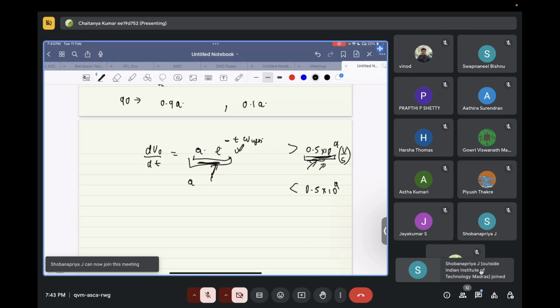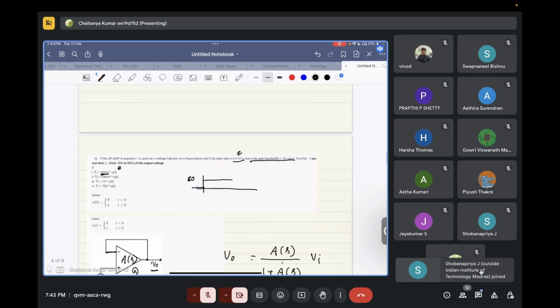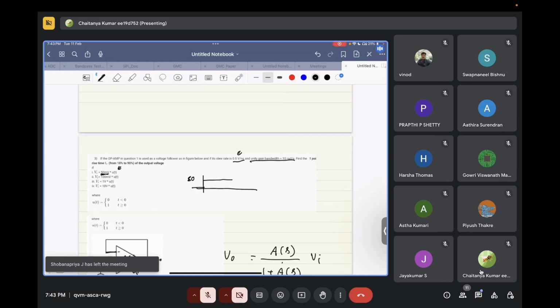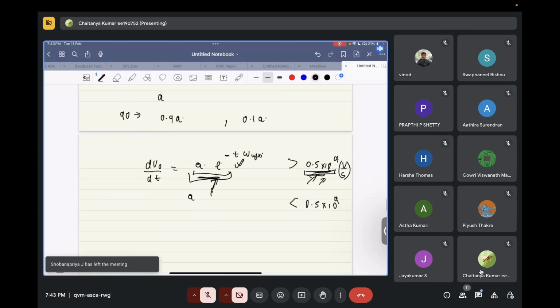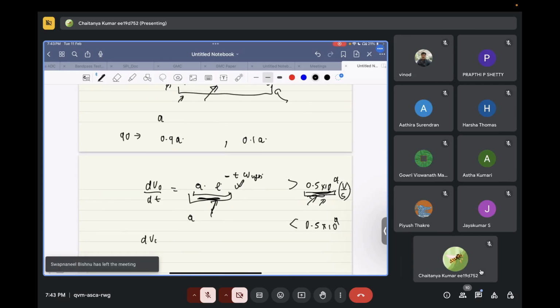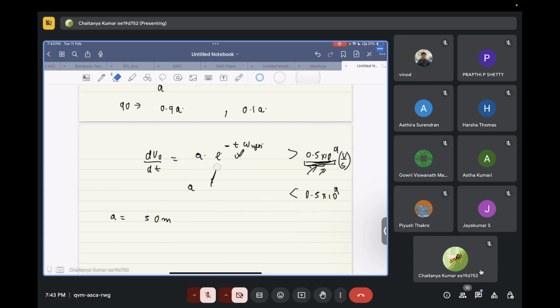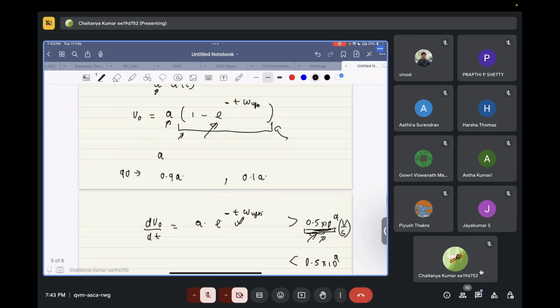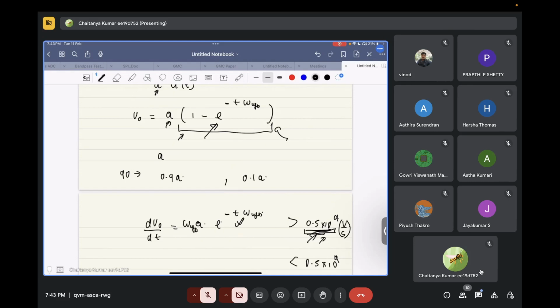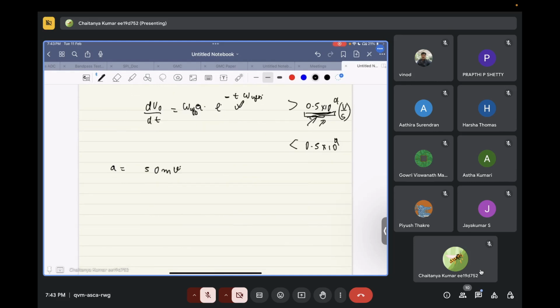So now let's see for the first one. Basically, a 50 millivolt step is given. So what will be the rate of change? If A is equal to 50 millivolts, this will be A times omega UGB. Then what is dV naught by dt?